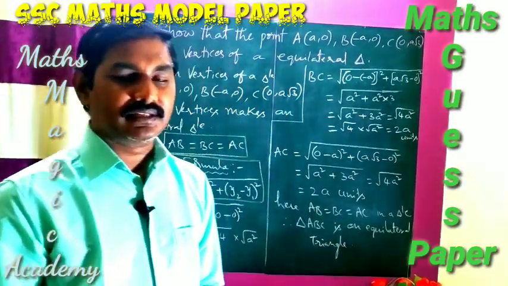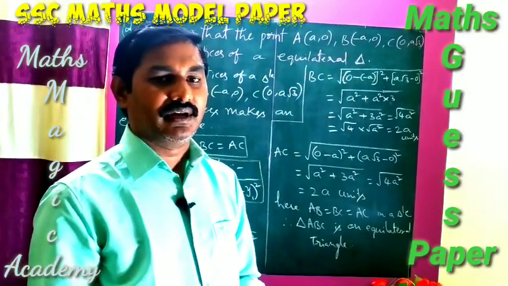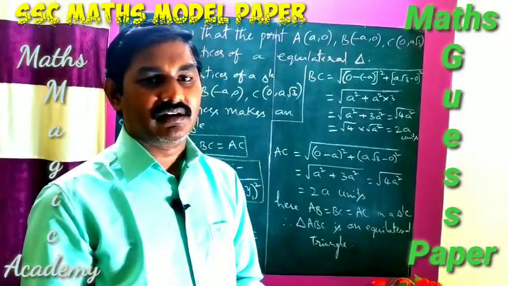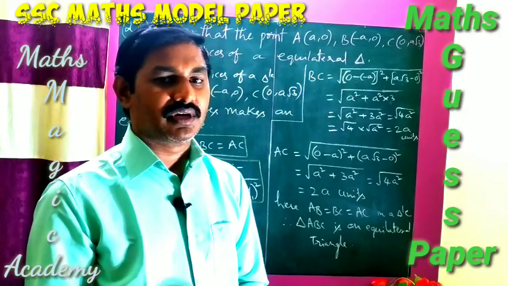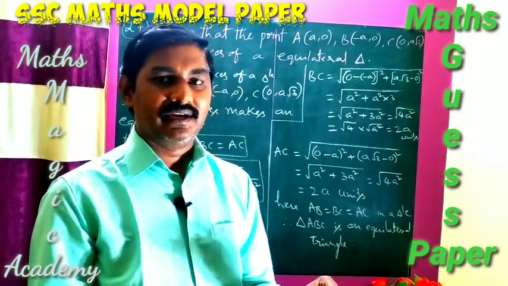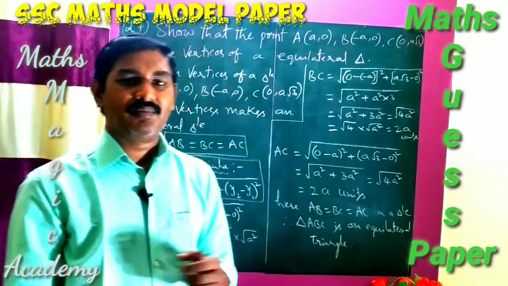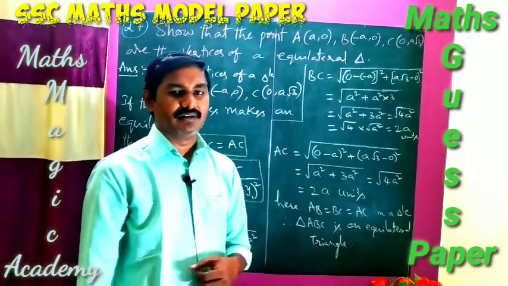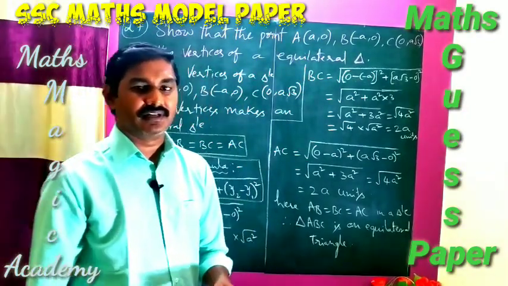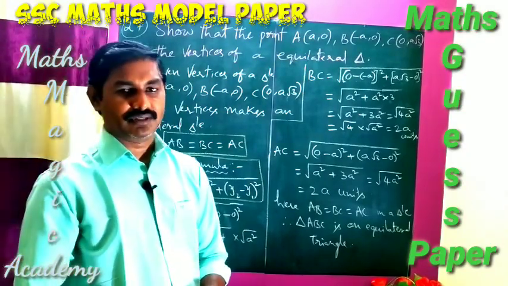Children, see, it is a simple question. They are asking to find whether it is an equilateral triangle or not. Sometimes they are going to ask you whether it is a parallelogram or not, or whether it is a rhombus or not, whether it is a square or not. Okay, like that in different forms they are going to ask you.